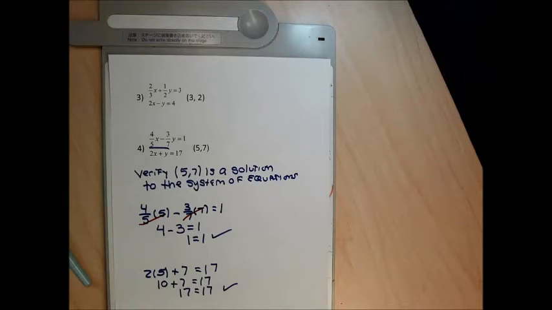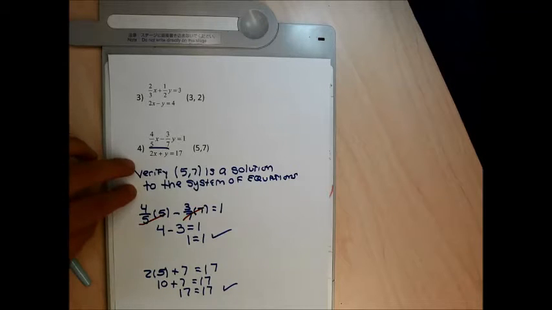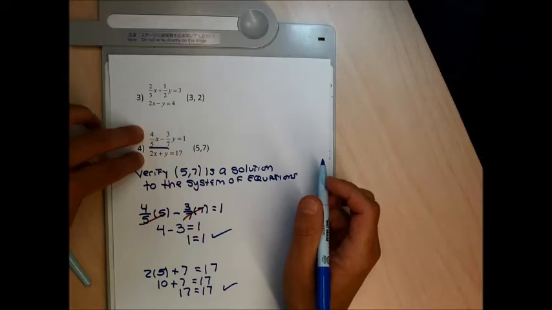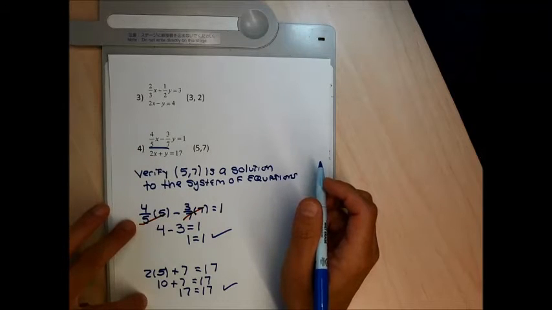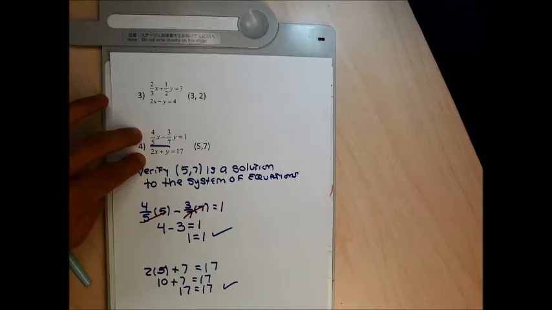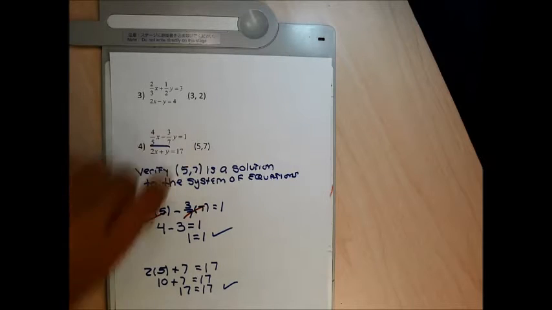And that's all I'm going to show. I've verified that 5, 7 is a solution by plugging it in separately into the top and the bottom equation and getting 2 true statements. You should do the same for number 3. Graphically, if you solve these for y and graph them, the lines would intersect at the point 5, 7.